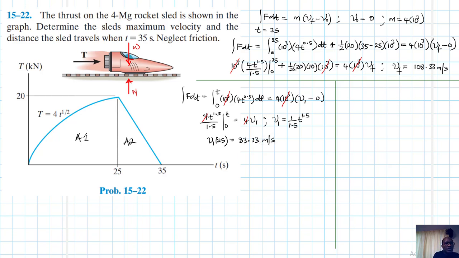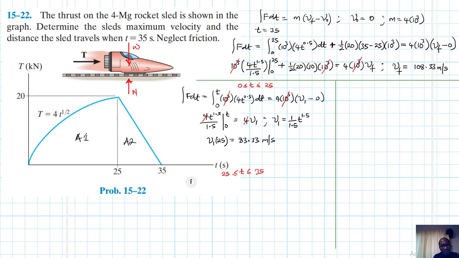So this is from the interval t from 0 to 25. Then we go to the interval t from 25 to 35. Alright, there we go. Let me just write it down here. So we'll have t, that is 35, so 25 to 35, like so.